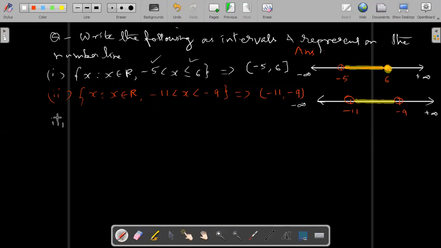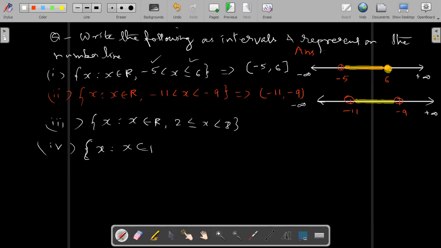Like this, we have two more parts of the question. You can try yourself. I'm writing here just for your practice. X belongs to the real numbers and x is greater than 2 and less than 8. And the fourth part is x such that, bracket should be written properly, x belongs to R and x is greater than equal to 5 and less than equal to 6.